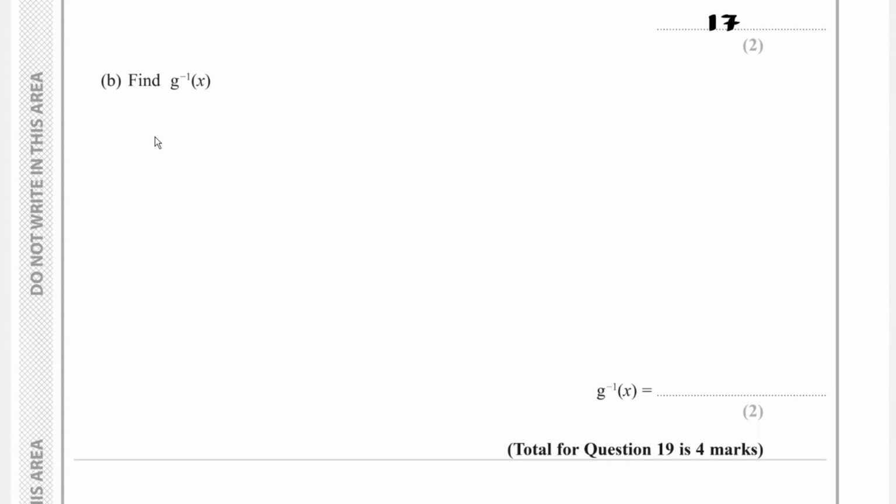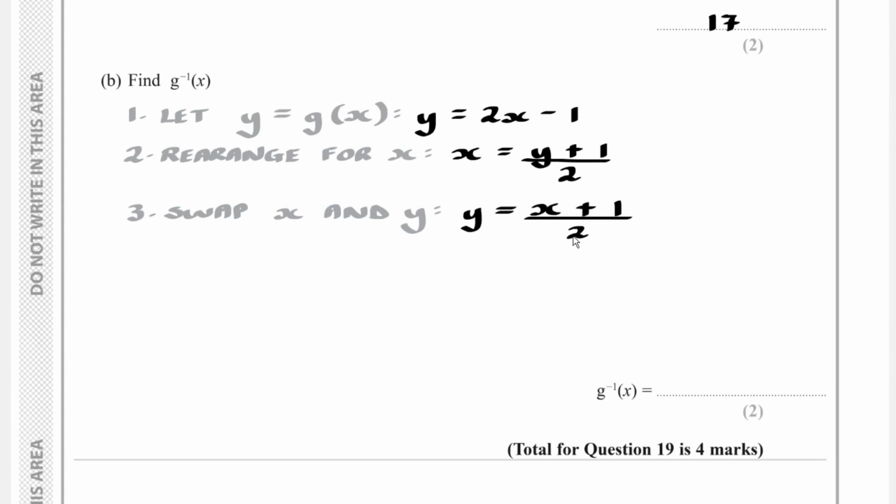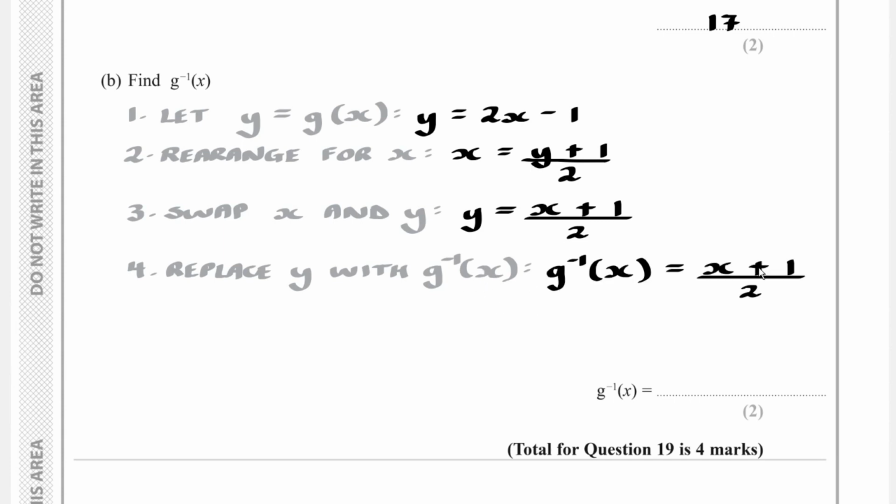Part B, find the inverse of g. Our first step is to let y equal g of x. So we have y equals 2x subtract 1. Our second step is to rearrange for x. If I rearrange for x, add 1 and then divide by 2, x equals (y plus 1) over 2. Our third step is to swap x and y. If I swap x and y, I have y equals (x plus 1) over 2, and my fourth step is to replace y with the inverse of g. So I have the inverse of g equals (x plus 1) over 2.